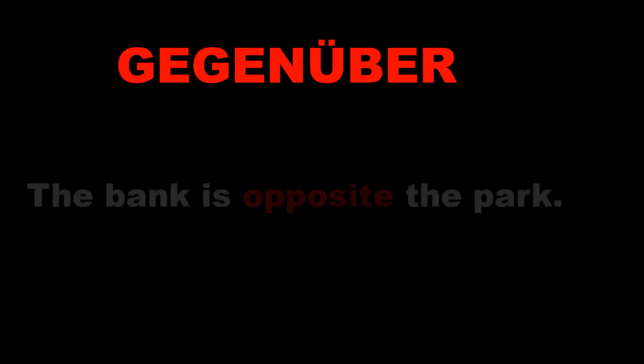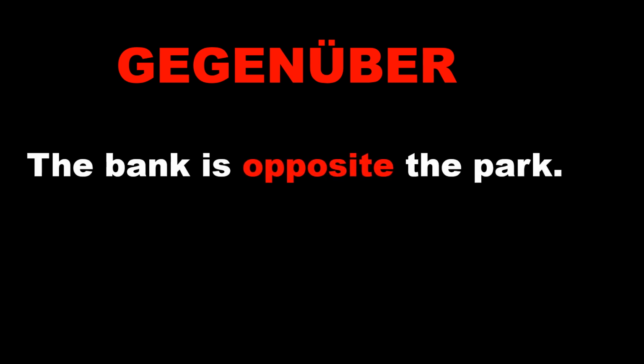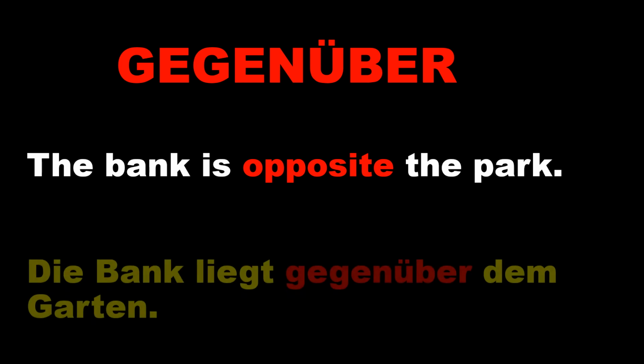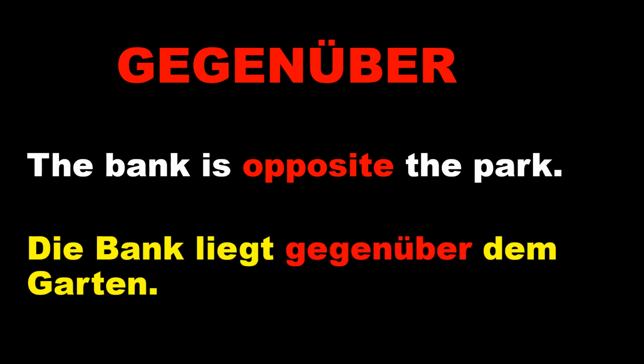Gegenüber. The bank is opposite the park. Die Bank liegt gegenüber dem Garten oder dem Park. You can use it as it is. Die Bank liegt gegenüber dem Garten. Ganz einfach. I hope you have understood it.